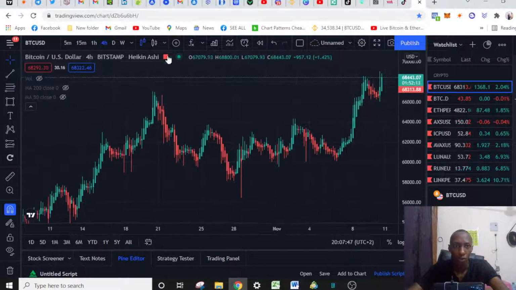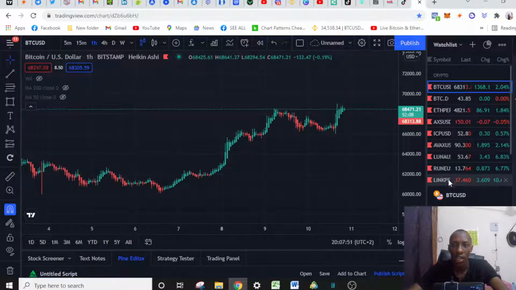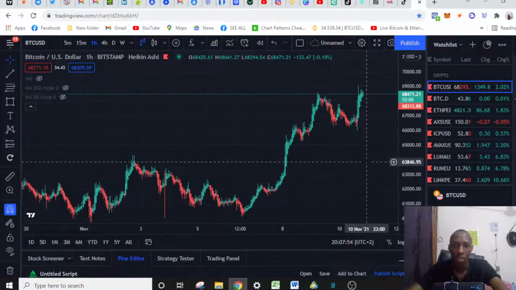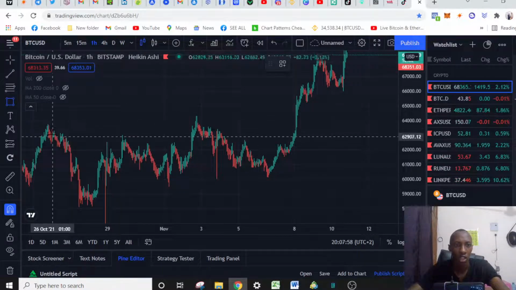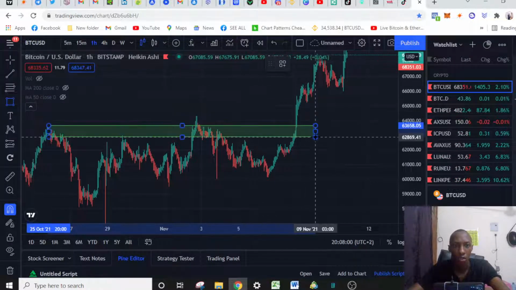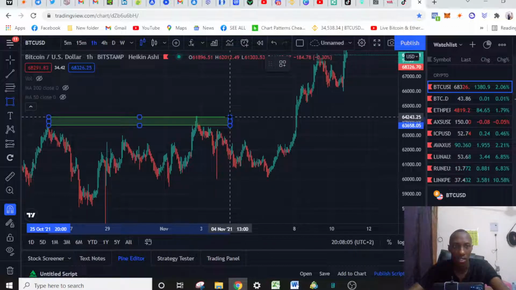When you come to the 4 hour, when you come to the 1 hour as well, you can quickly identify the support and resistance zones. And how do you mark them out? You mark them out using a rectangular tool right here. You can see right here we have our resistance zones right here.